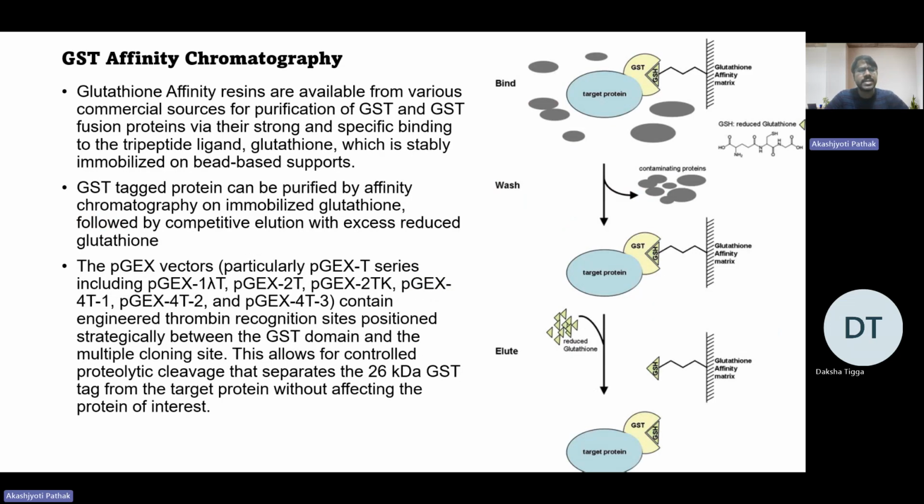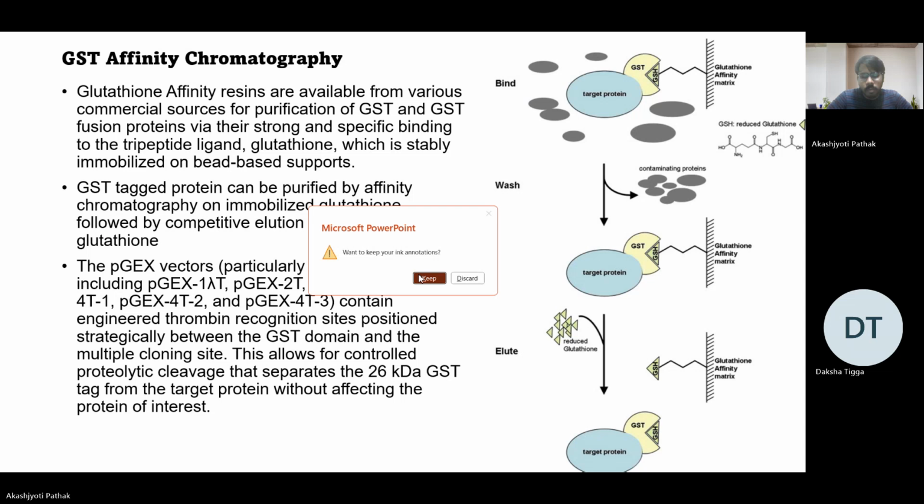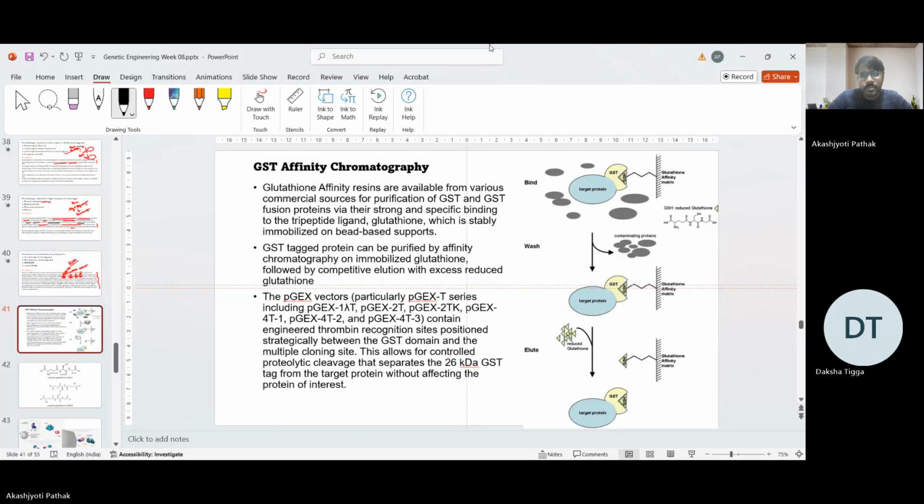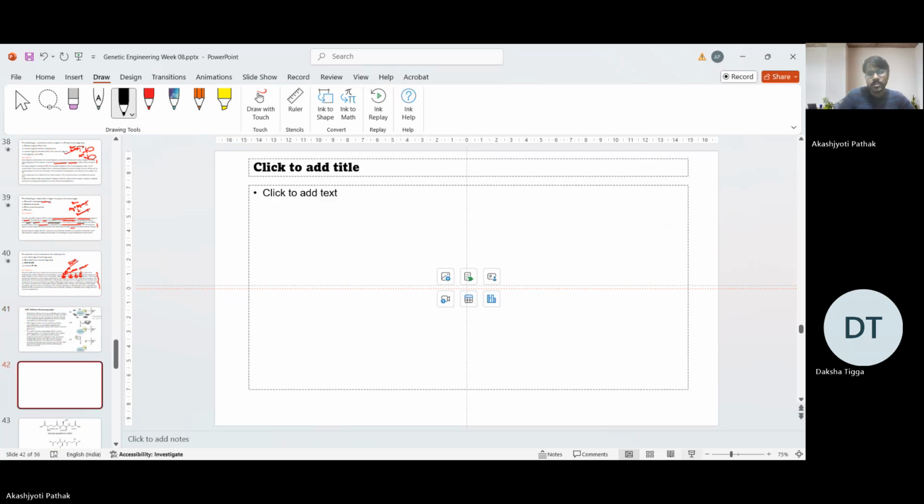Now I will come to GST affinity chromatography. So basically what is GST? GST is glutathione S transferase. It is an enzyme.